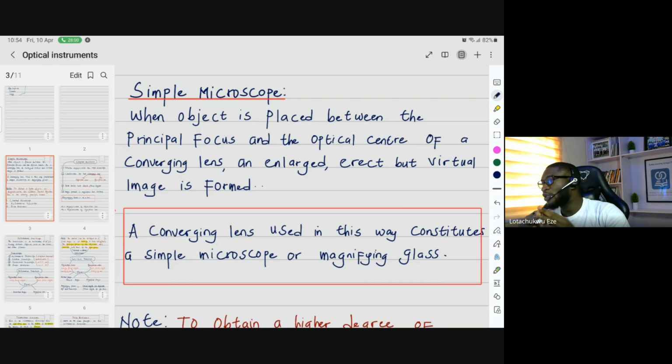So for your simple microscope, when an object is placed between the principal focus and the optical center of a converging lens, you know already that the image is usually what? Enlarged. We studied that when we looked at lenses. Erect and what? Virtual, right? That's the kind of image that is formed when we place the object between the principal focus and the optical center. So the converging lens used in this way is actually what brings about the simple microscope. Is that okay?